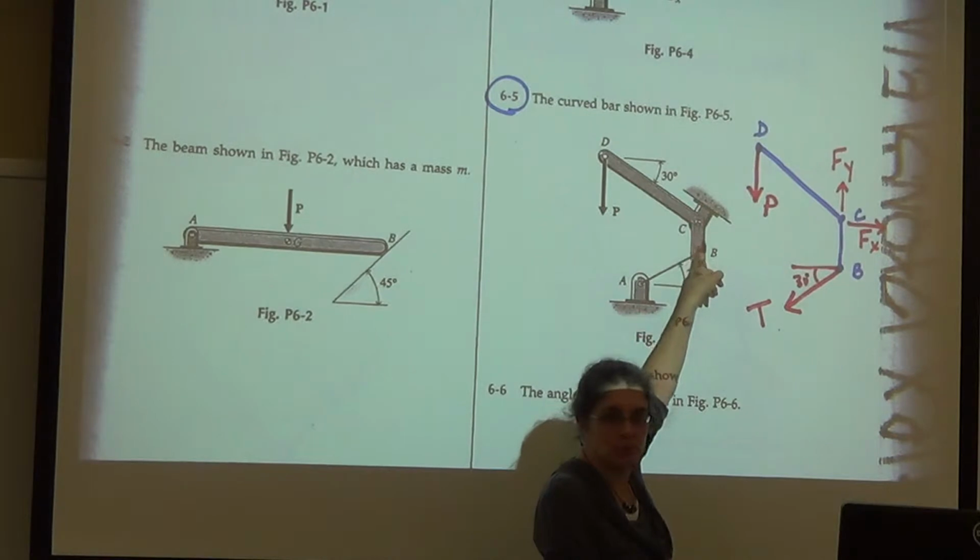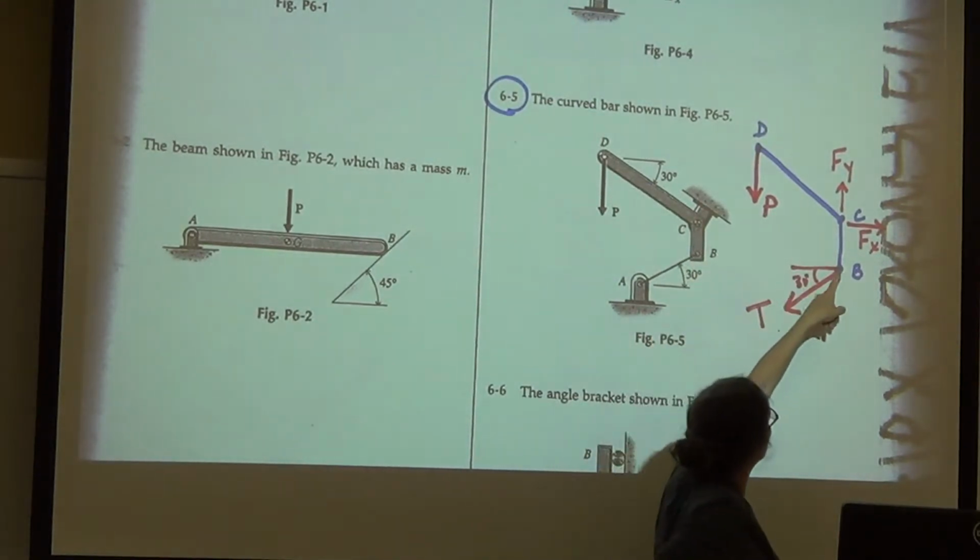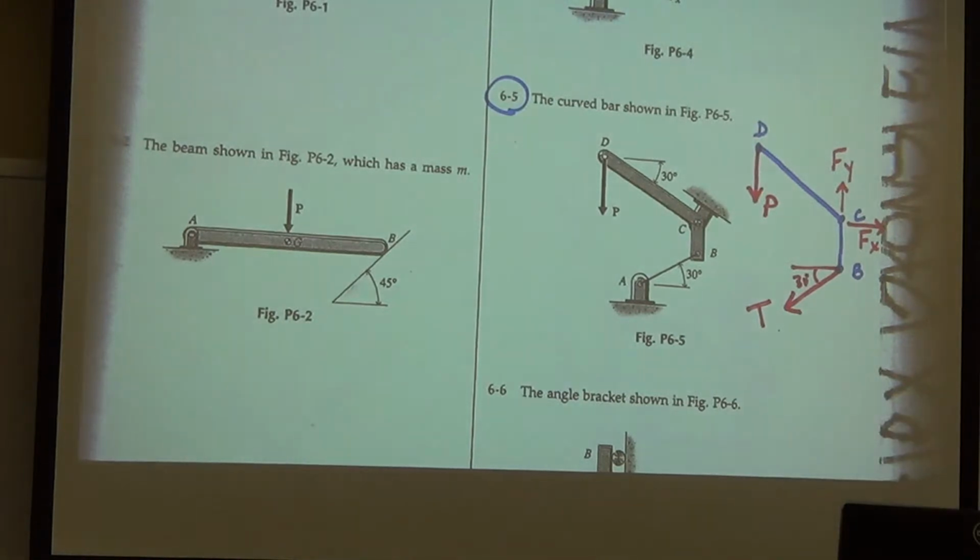So you got to be comfortable with the pictures. And we know that the reactions at a pin are a force in the x and a force in the y. That's all we're doing on this exercise, is to draw the free body diagrams. If we went back and continued the problem, what would we do next? Sam, what would you do next?